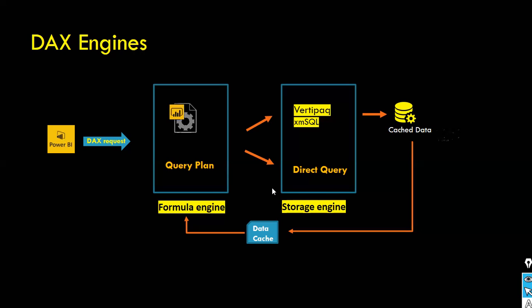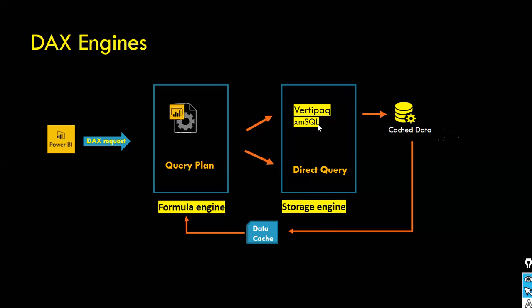Upon the formula engine sending the request to the storage engine, the storage engine is responsible for returning the data back to the formula engine. But in the case of import connectivity mode, the formula engine generates the query plan and then sends the query plan to the VertiPaq engine. This is specific to import connectivity mode.